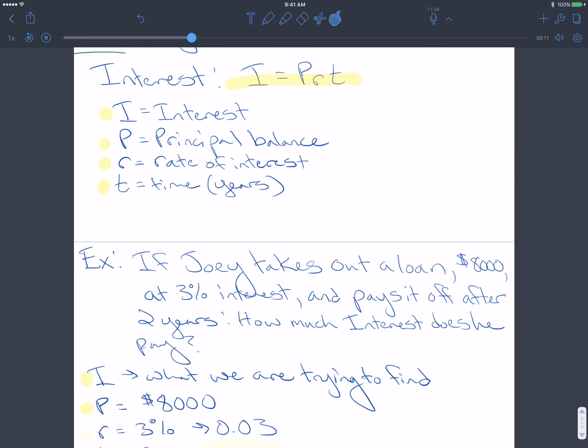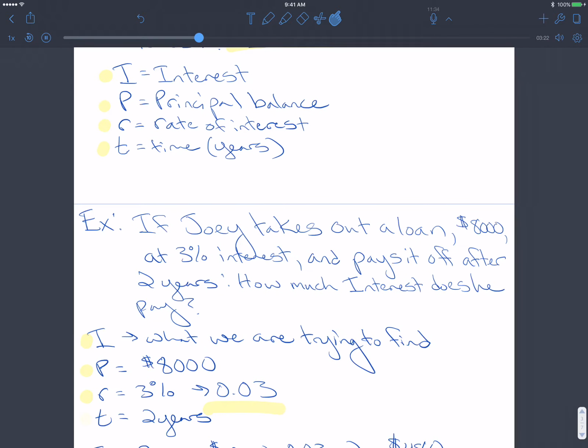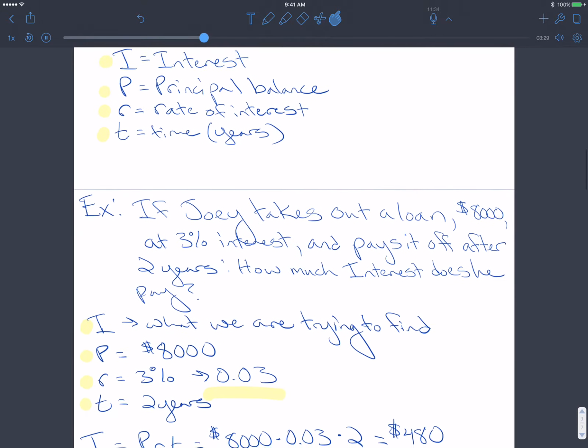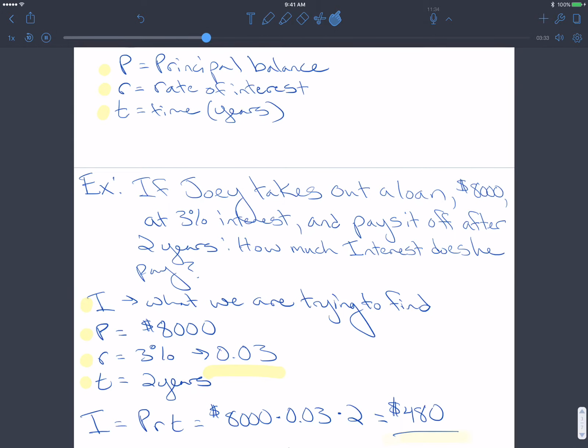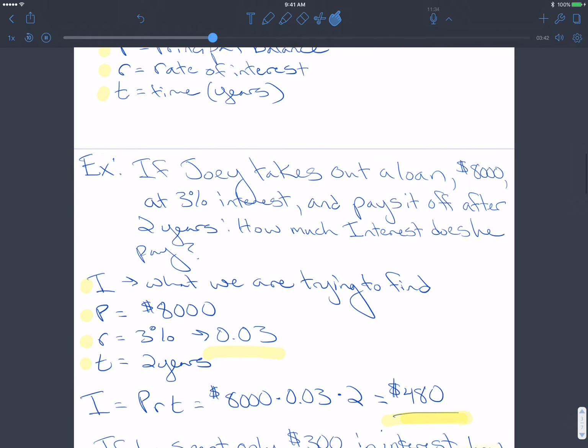The rate of interest, 3%, will convert to a decimal, 0.03 in the actual equation. And then the time, well, he paid it off after 2 years, so time is in years, 2 years. Then we just substitute these values into our equation. So I is equal to P times R times T, and P was 8,000, R was 0.03, and T was 2. So 8,000 times 0.03 times 2 gets us $480 in interest that he paid for 2 years of 3% interest on this $8,000 loan.